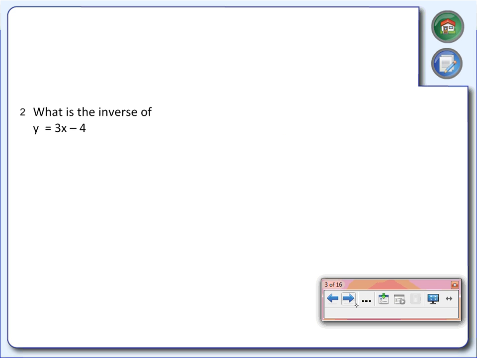Number 2, you're asked to find the inverse of y equals 3x minus 4. Inverse is when we switch the x and the y. So that y now becomes x, and the x becomes the y. Now don't stop there, because you still have to solve for the y. What's the new equation? So we'll start by adding 4.